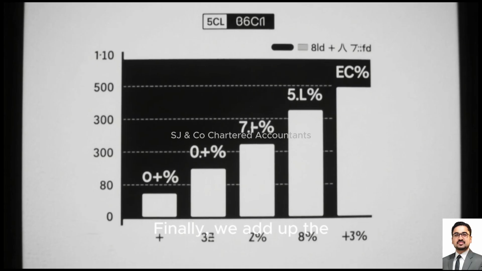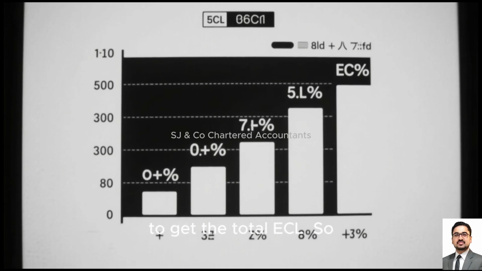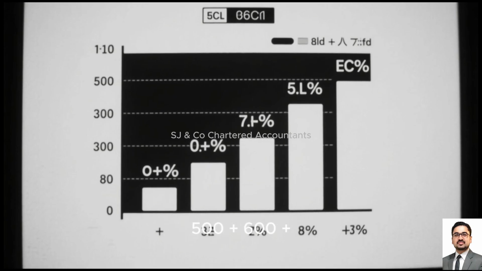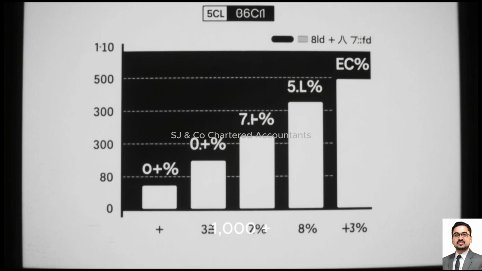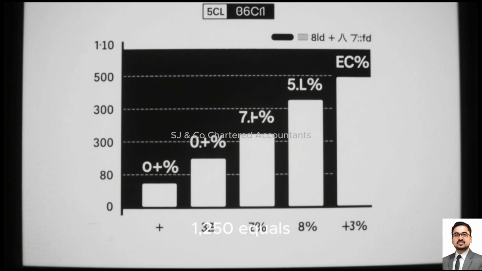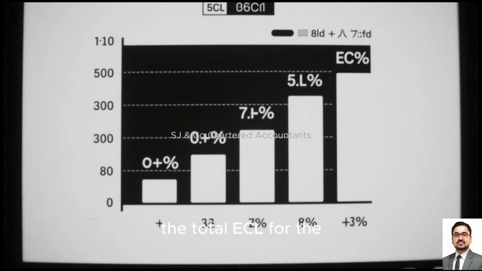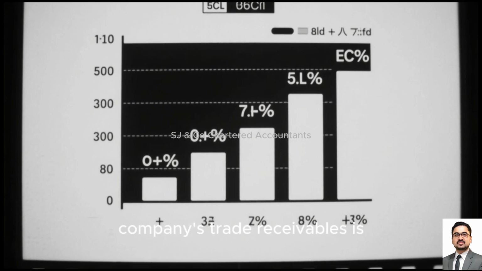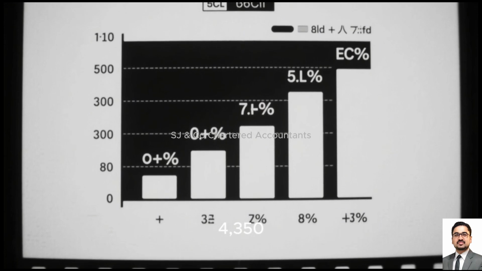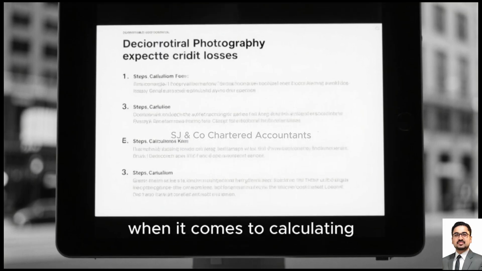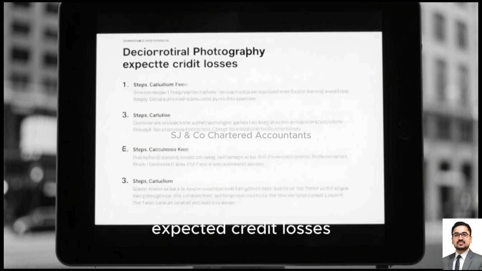Finally, we add up the ECL for each bucket to get the total ECL. So 500 plus 600 plus 1,000 plus 1,250 equals 4,350. So the total ECL for the company's trade receivables is 4,350. And that's pretty much it when it comes to calculating expected credit losses.